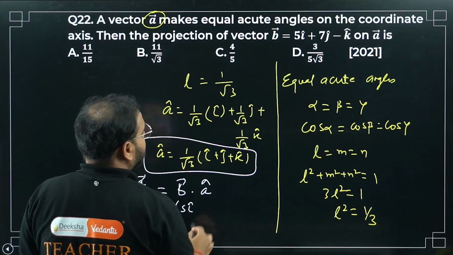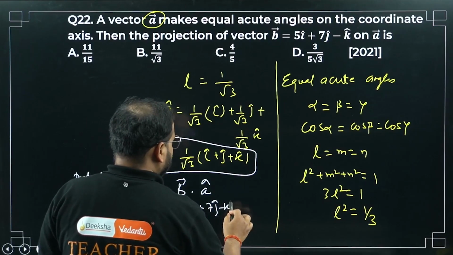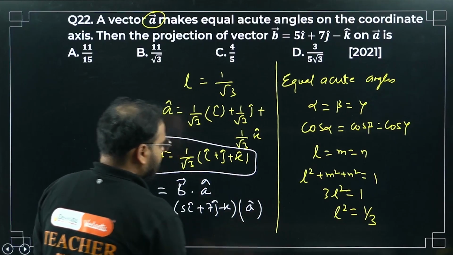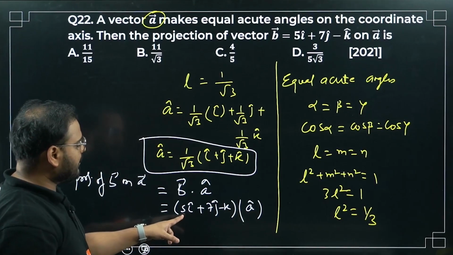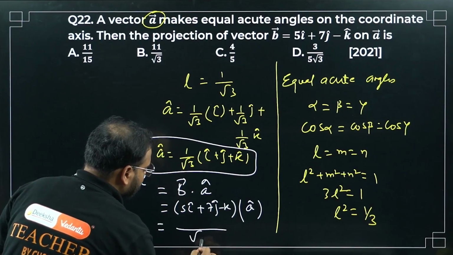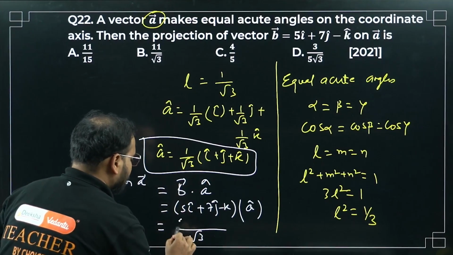5I cap plus 7J cap minus K cap dotted with what? This thing, vector A cap. Please check here. They know vector A. If you take I with I, what are you going to get? 1 by 3 is a constant, right? So I can write here 1 by root 3 in the denominator. I with 5, so it's plus 5.